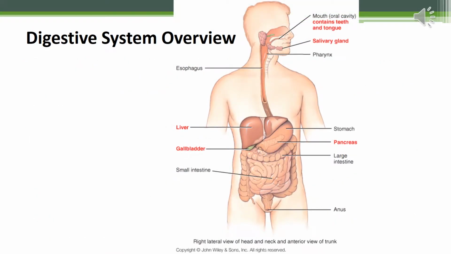Here's a diagram which summarizes the organs which make up the digestive system, both the organs which are part of the GI tract and those that are accessory organs. The organs which are part of the GI tract are in black letters, and accessory organs are in red letters.